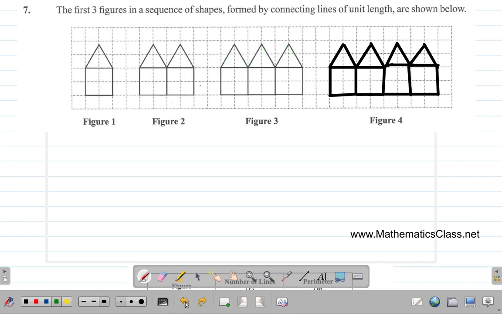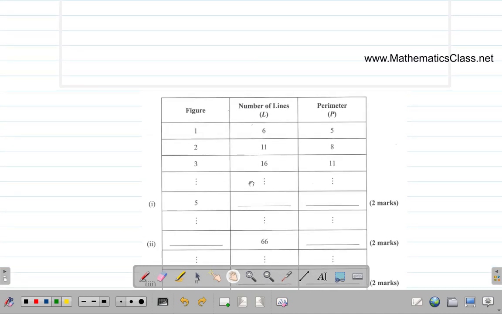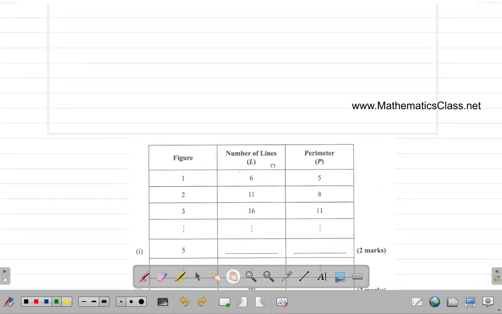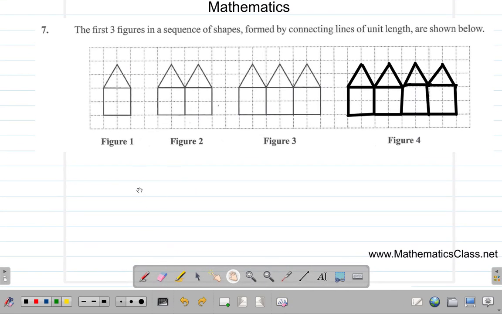Alright, good. Now they left out figure 4 and figure 5. We don't have figure 5 drawn, so we have to find a pattern. Figure 1 has 6 lines and perimeter 5. Notice that after you count the 6 lines, you minus 1. So for figure 1, 6 minus 1 equals 5, because you minus the line inside, since you can't count it in the perimeter.